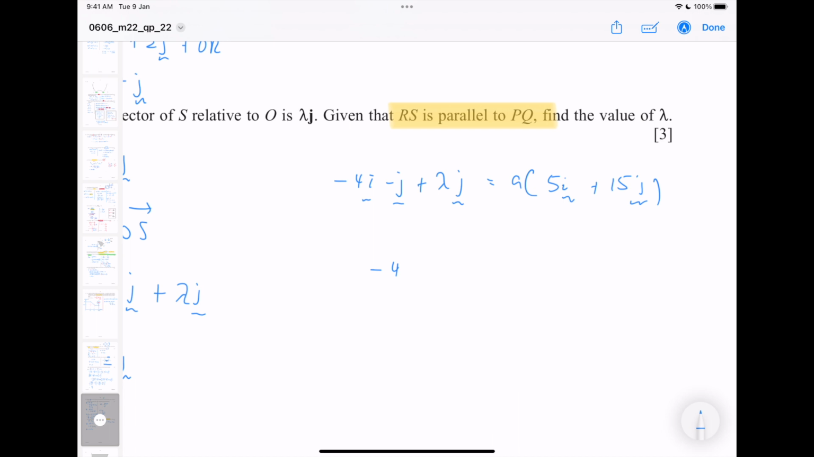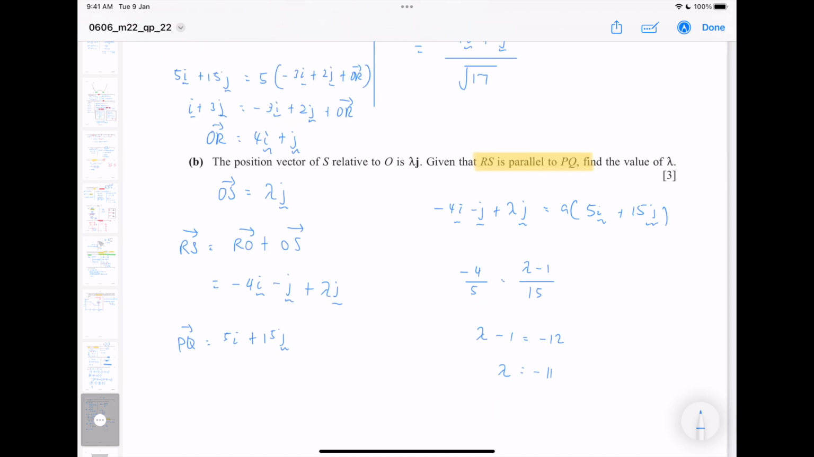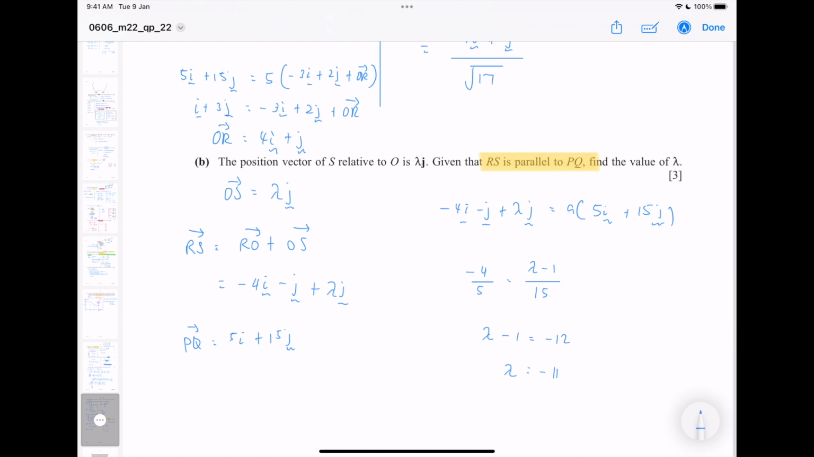Okay, because they are parallel, I am able to get the ratios of each. So minus 4 over 5i. The ratio of the i should also be the ratio of the j, which is just lambda minus 1 over 15. So lambda minus 1 should be negative 12. So lambda should be negative 11. Yeah, and that's how you get lambda.